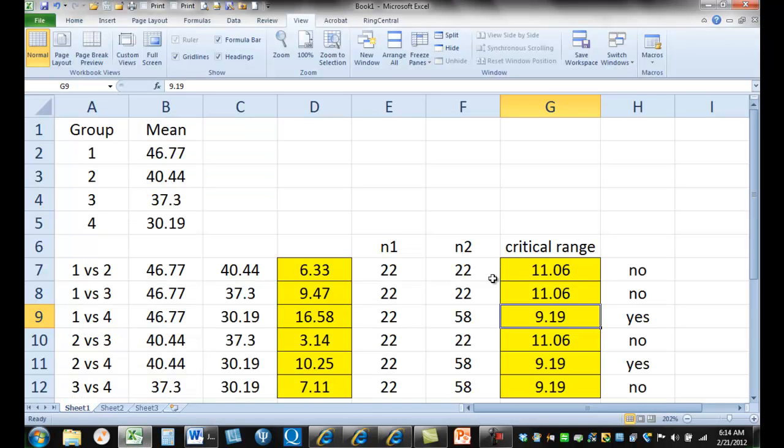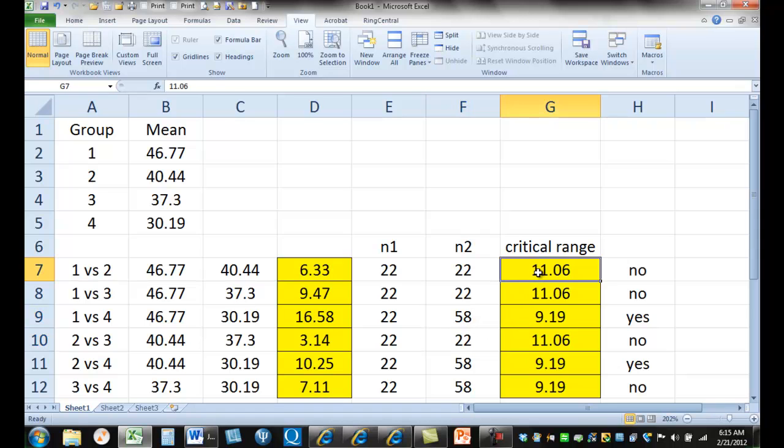Okay, so we multiplied our Q, 4.5, times the value we got when we had 22 in both of the n values. That gives a critical range of 11.06. And then we get a smaller value when one of the n's is 58, which makes a lot of sense, because the larger the groups, the more stable the data and the lower the critical range has to be.